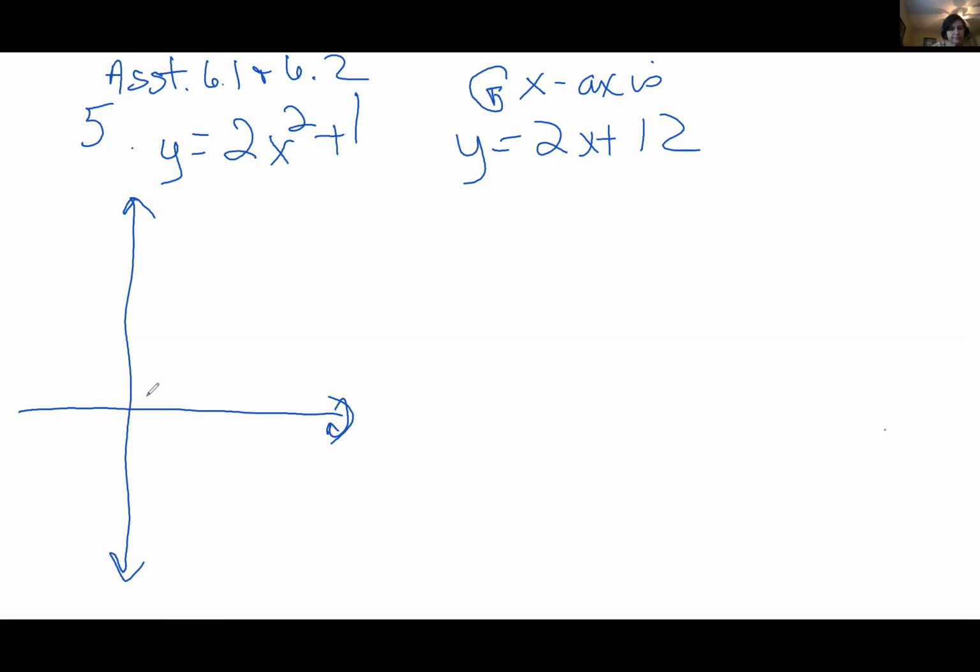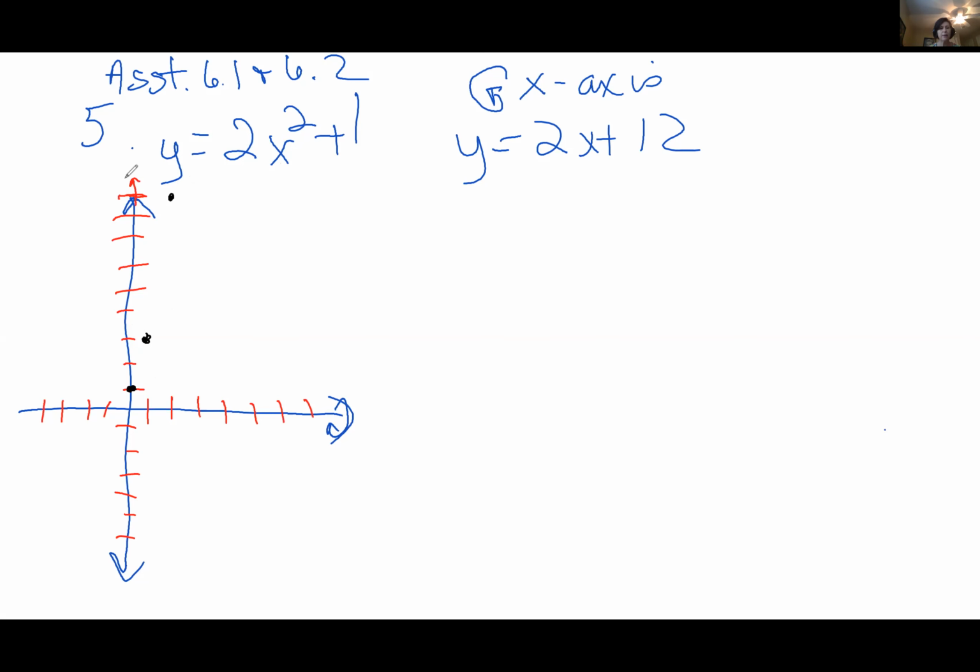Where's my vertex? At 0, 1. Very good. So I need to come up to 0, 1 and put my vertex. I'm going to get a scale on here. If I were to put in an x value of 1, tell me where my y value is. It'll be at 3. Very good. And if I were to put in an x value of 2, this is going to end up where? At 9. 1, 2, 3, 4, 5, 6, 7, 8. We'll put 9 up there.